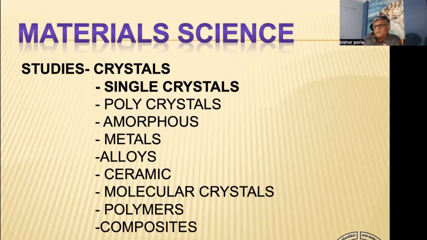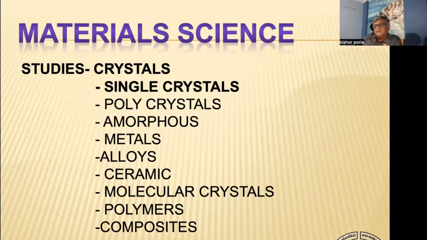To synthesize, or grow, single crystals in the laboratory, many methods are there, and with the help of these different methods, we can synthesize single crystals in the laboratory. In the same way, polycrystalline materials are also studied in material science. Even amorphous material is studied in greater detail. In the crystalline state, we are familiar that there are regular repetitions, while in the amorphous state, the atoms are arranged in a random manner.